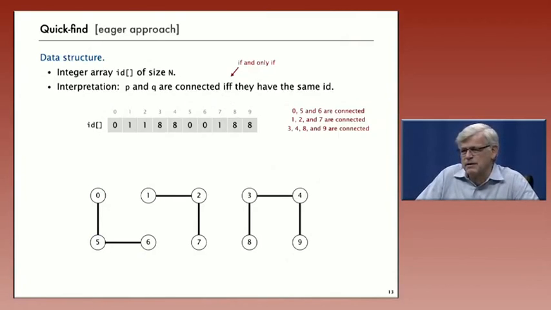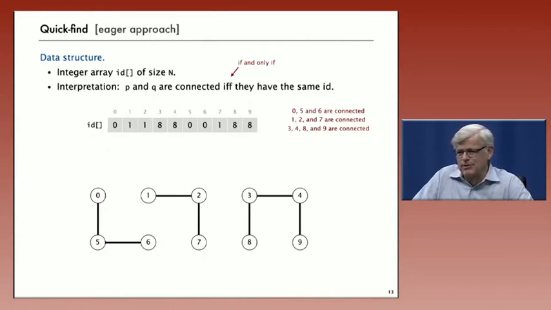are the same. So for example, in this example with our 10 objects, the ID array that describes the situation after 7 connections is illustrated in the middle of the slide, so that at this point 0, 5, and 6 are all in the same connected component because they have the same array entry 0. 1, 2, and 7 all have entry 1, and 3, 4, 8, and 9 all have entry 8. So that representation shows that they're connected.